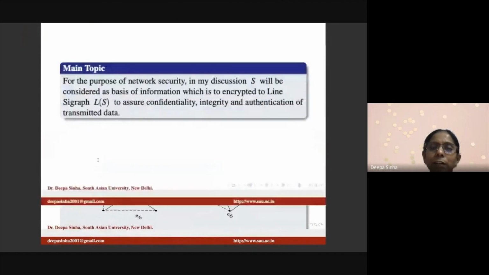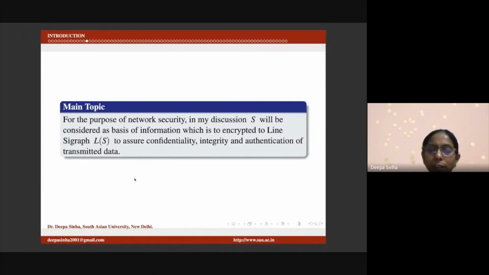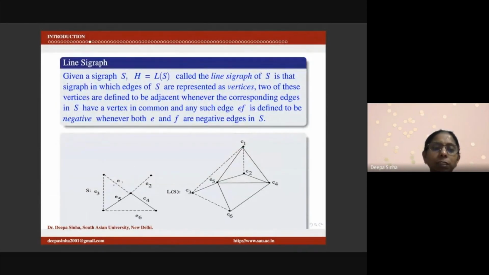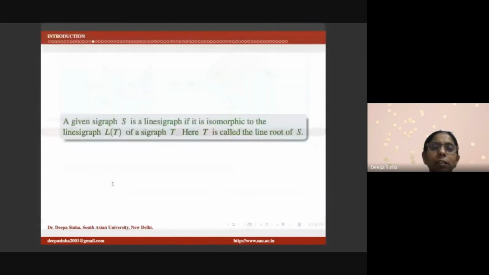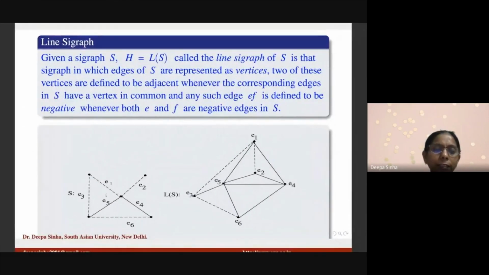But whatever I'm using here, S and what is L(S), one has to learn what L(S) is and how I am going to use it for the security of networks. So this is a sign graph where these are the edges. The dotted lines, as I told you, are the negative edges and the positive lines are the positive edges, that is, the edges receiving a plus sign, and dotted lines are the edges receiving a minus sign. It is denoted by capital S.